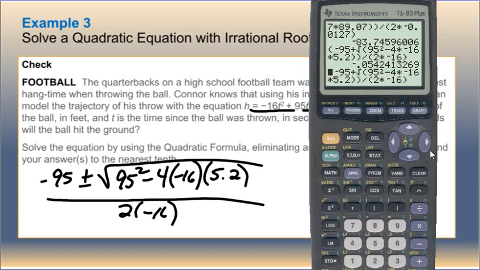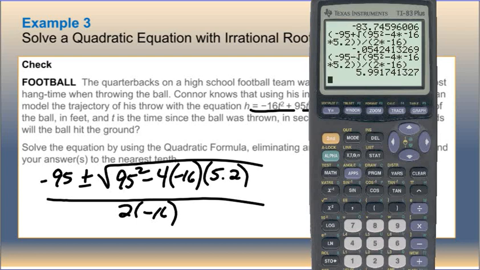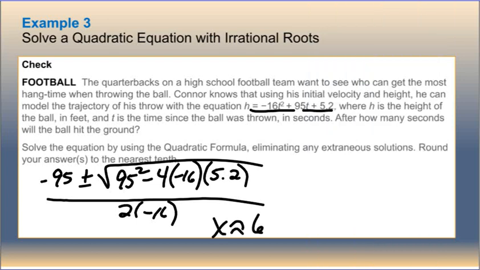Now we can't have negative answers here, so if I go second enter, to see what it would be if I put a minus sign here, then hit enter, we get 5.99. So if I round it to the nearest tenth, that would give us roughly 6 seconds. So our solution for this one would be t equaling about 6 seconds.